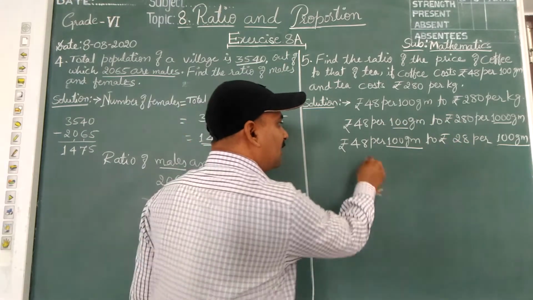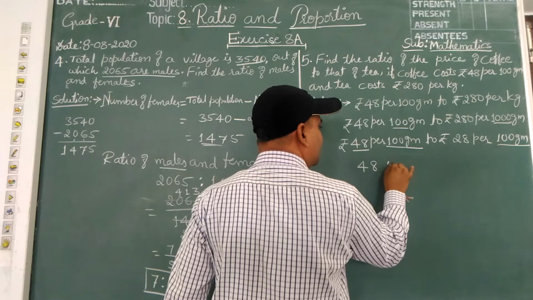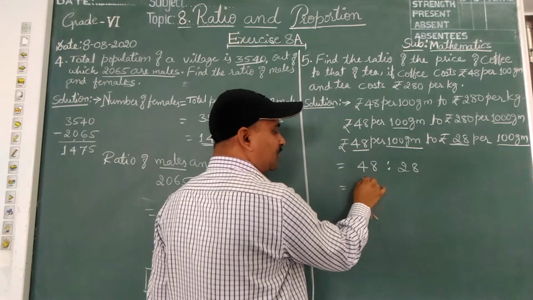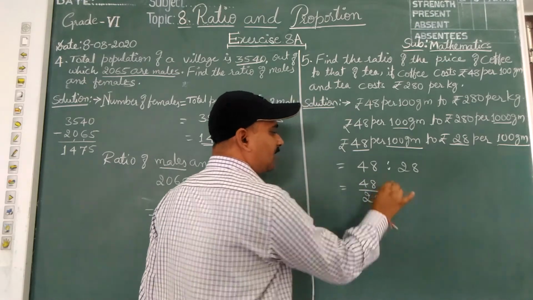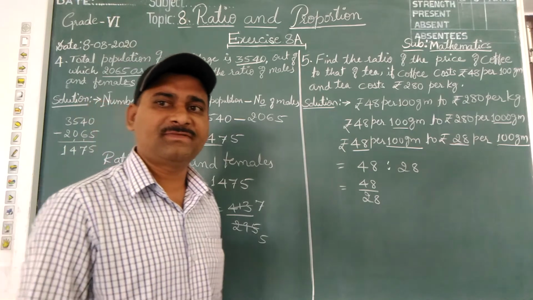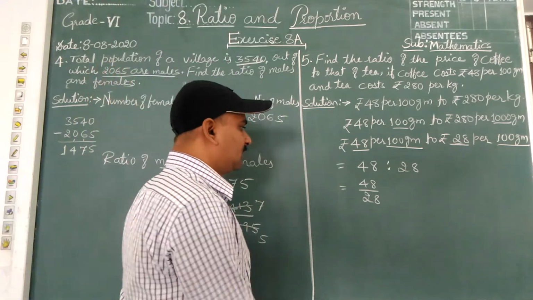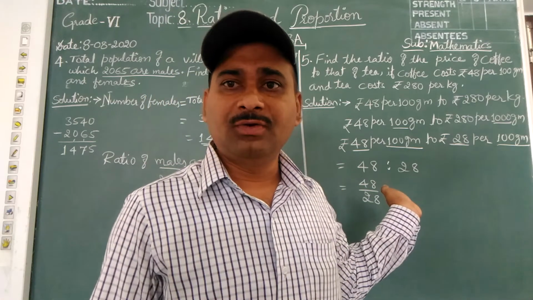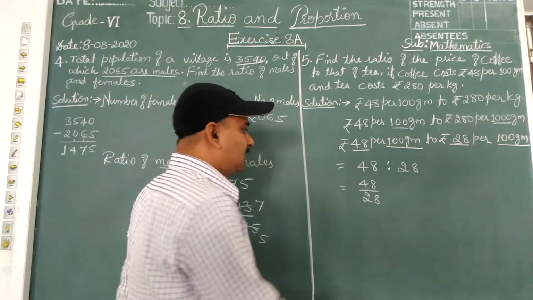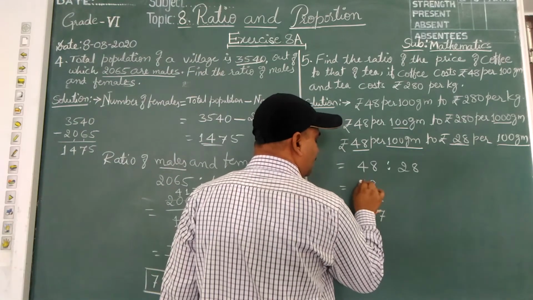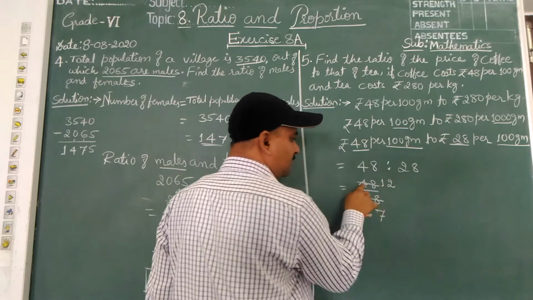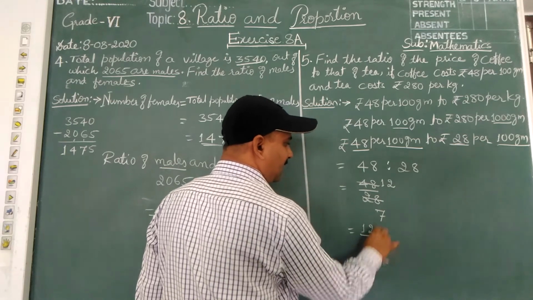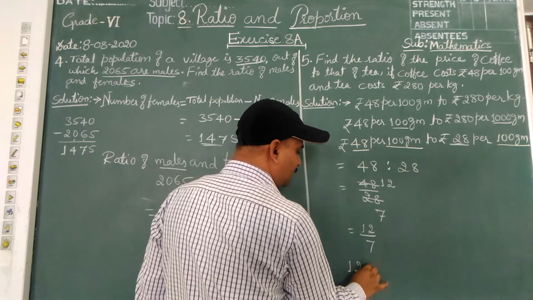Right? Okay. Now what? 48 is to 28. So the ratio can be written as a fraction. So cancel this with, which table? You can use the 2 table, you can use the 4 table. 4 7s are 28, 4 1s are 4, 4 2s are 8. So 12 divided by 7 can be written in the form of ratio.